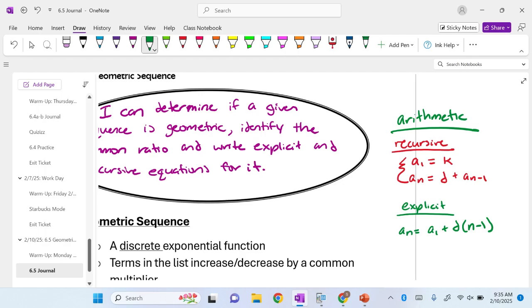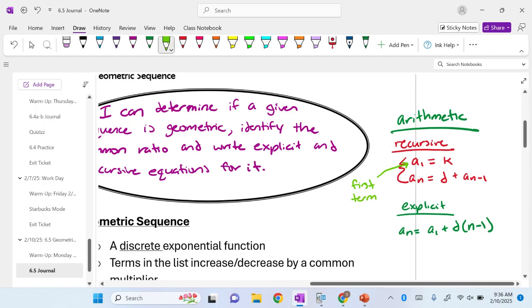Does anyone remember what a of 1 means in terms of a sequence? Keyword first. First what? It's the first term. Good. So a of 1 represents your first term. Whatever number is stated first in the sequence is your a of 1 value.